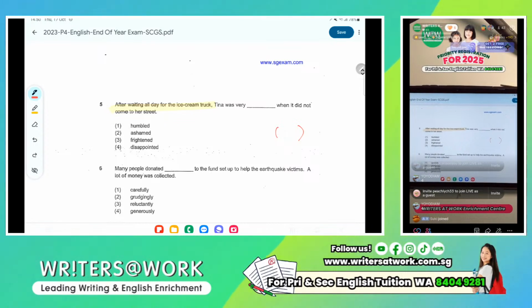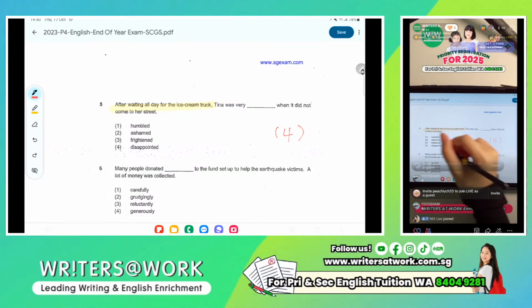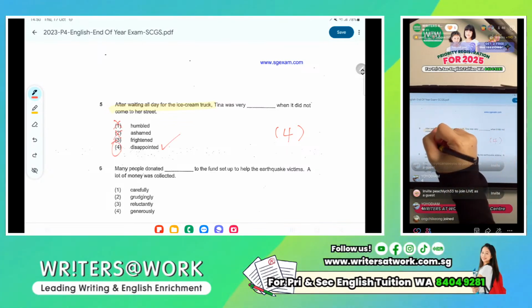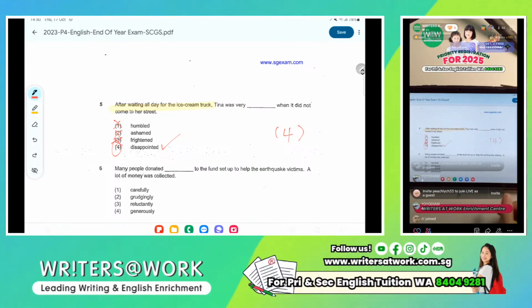Okay, so 4, right? You then says 4. Disappointed. Yes, disappointed is correct, because she waited for all day. So after waiting for the whole day, she can only be disappointed that it didn't arrive. Not humbled, not ashamed, nor frightened. She cannot be frightened by waiting all day. Okay, let's go on to the next question.